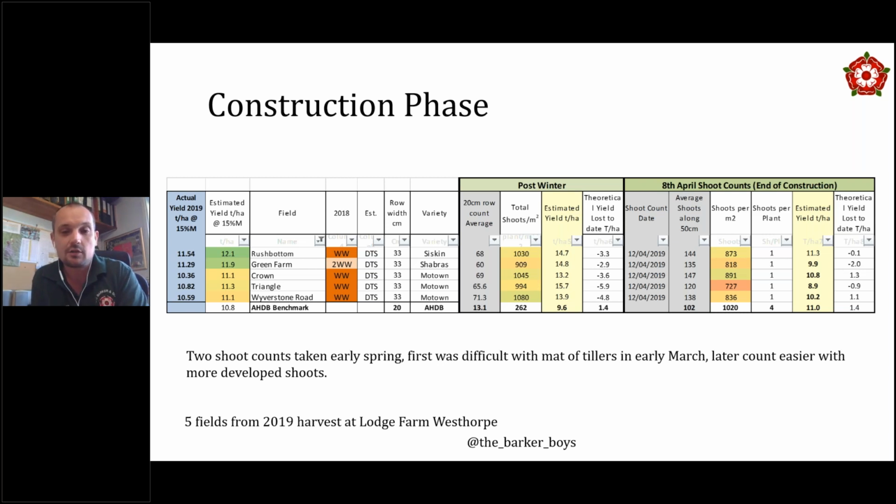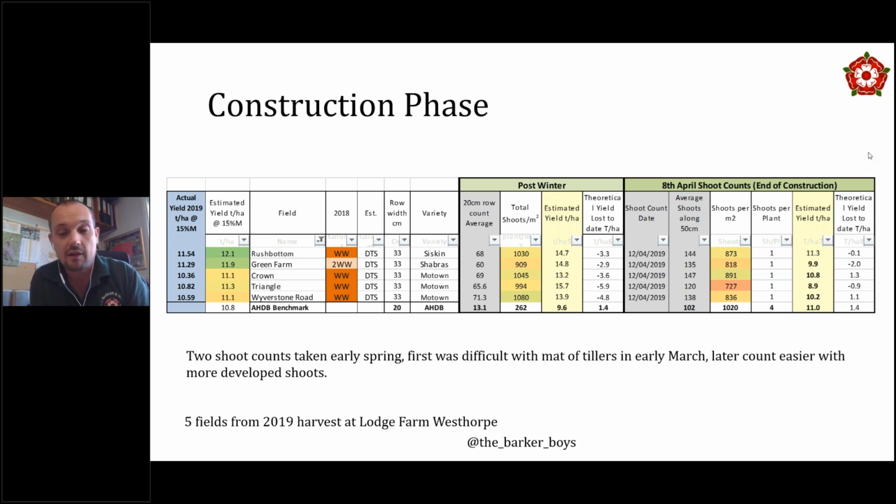I actually did 2 counts that year. Post winter was when it basically came out of winter, to see how many plants we had lost. This is probably the hardest count that I did, because it was just a thatch of shoots. A bit different to what we've experienced this year, but it was so hard to get a feel for it, sifting through a sea of leaf and shoots.